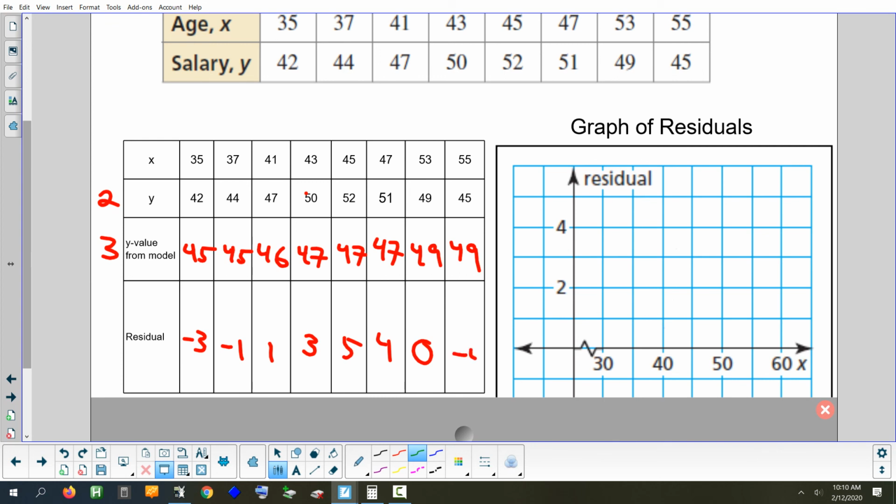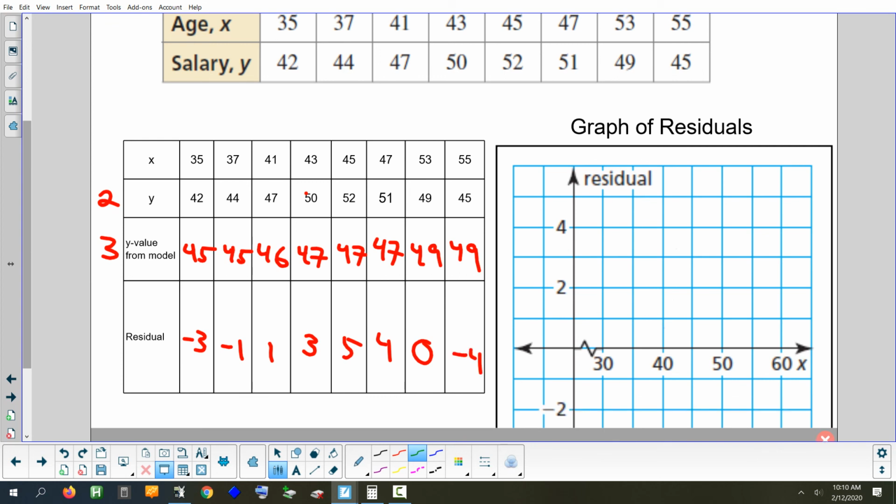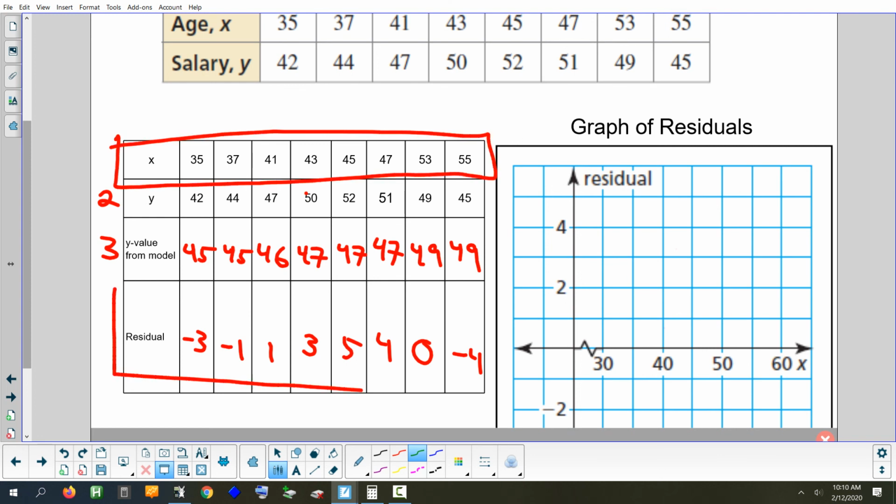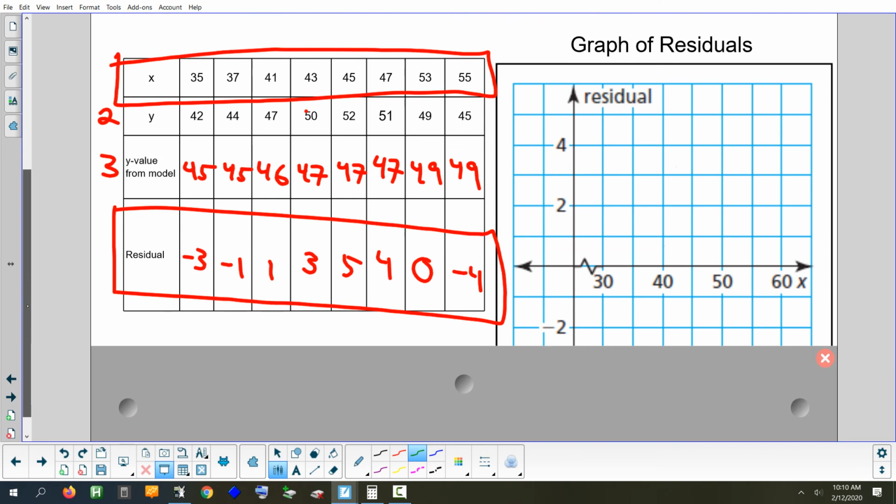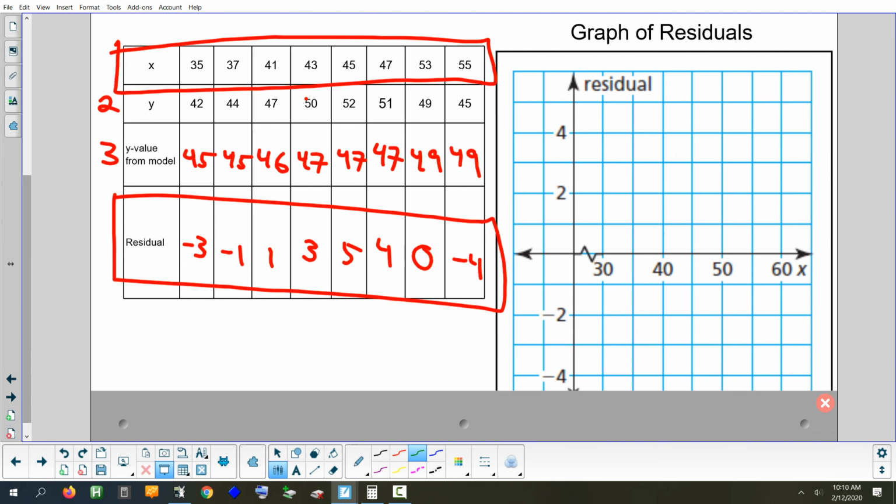Negative 4. Okay, so the last thing now is to make a graph. This number, comma, that number. So the first one is 35, comma, negative 3. So 35. I think the x-axis goes by 5s, the y-axis goes by 1s. If you wanted to fill those in, you could. What's my next point? I just did 35, negative 3.